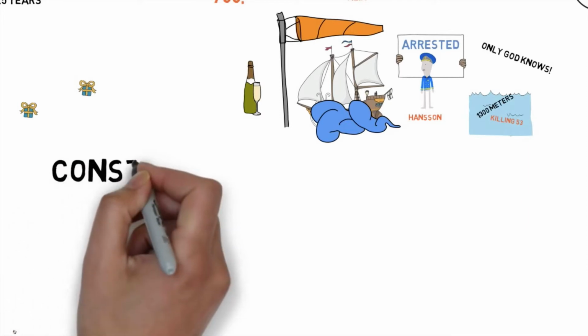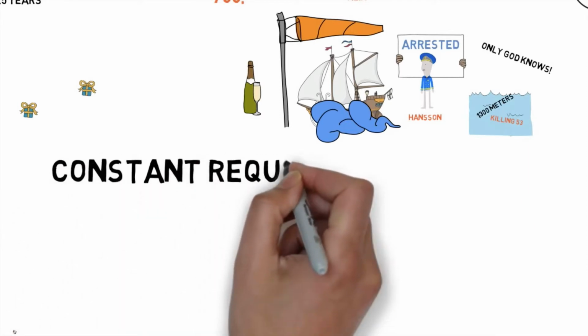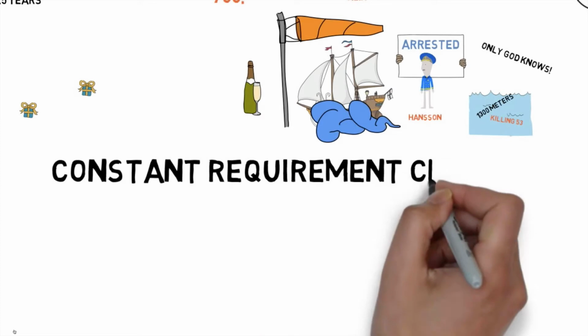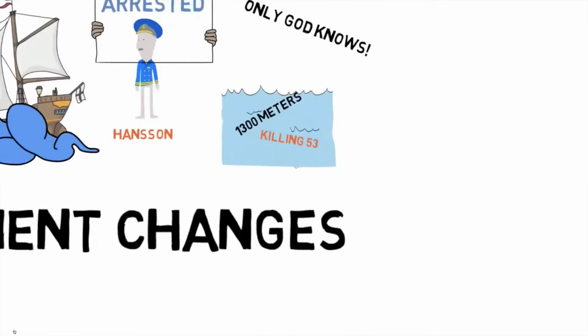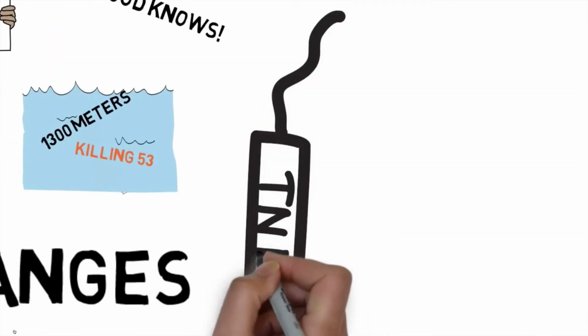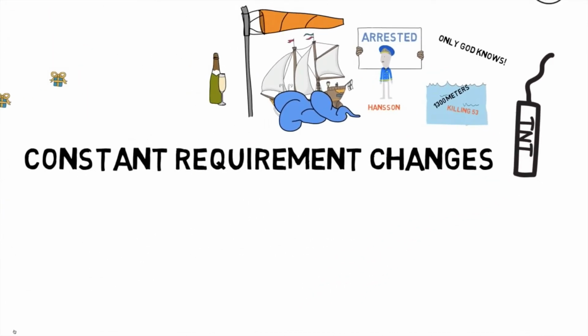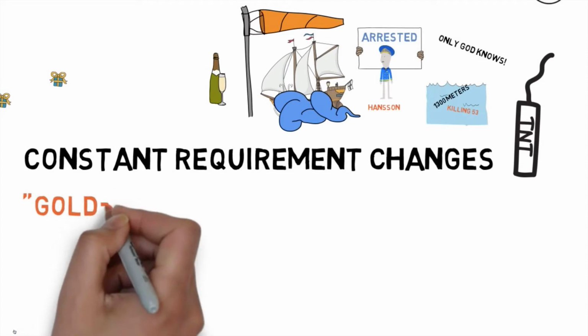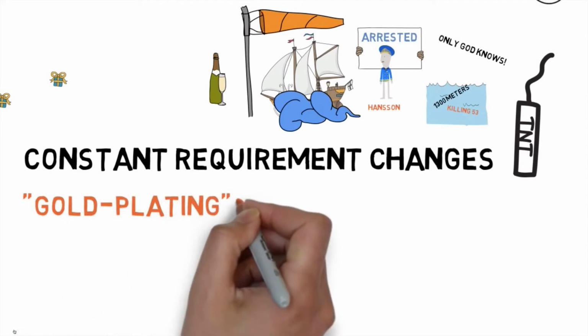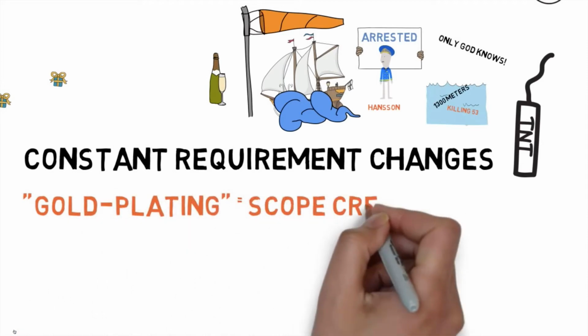The pressure of a tight deadline combined with constant requirement changes, lack of technical specifications and the need for innovation, these things can kill any project. So even if your project has a powerful sponsor who insists on changing the scope, be very careful about gold plating your requirements. Scope creep can be fatal.